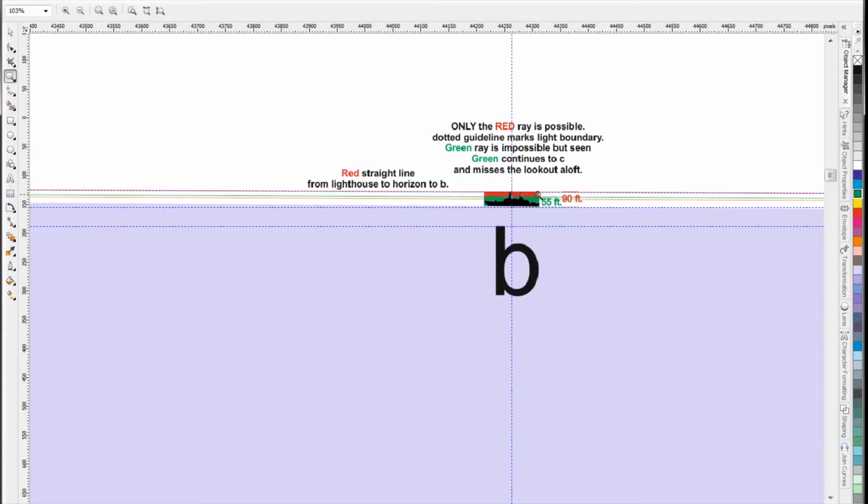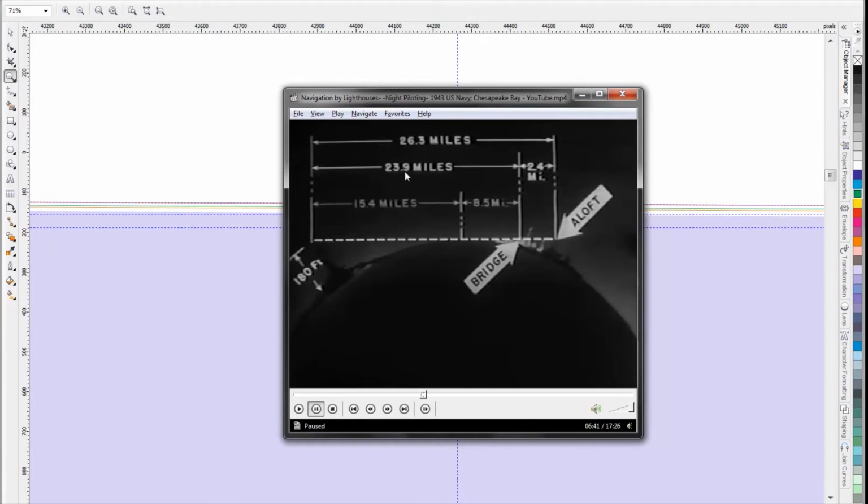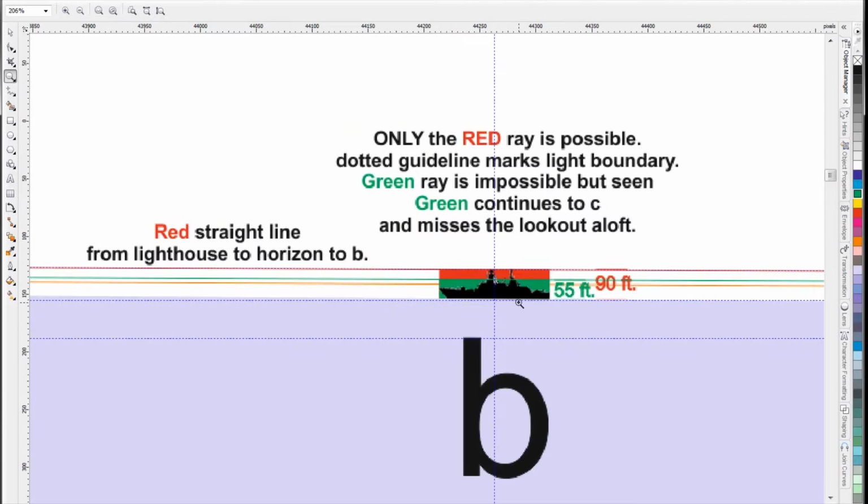This is the only line that is able to bypass the curvature of the Earth and hit the top of ship B. But this is not how it happened in the video. In the video, at point B, which is 23.9 miles away from the lighthouse, the light was able to hit the bridge. This is not what happens here. In our diagram we can see clearly that no light is going to hit the bridge. The only light that's going to pass is going to be over the ship.